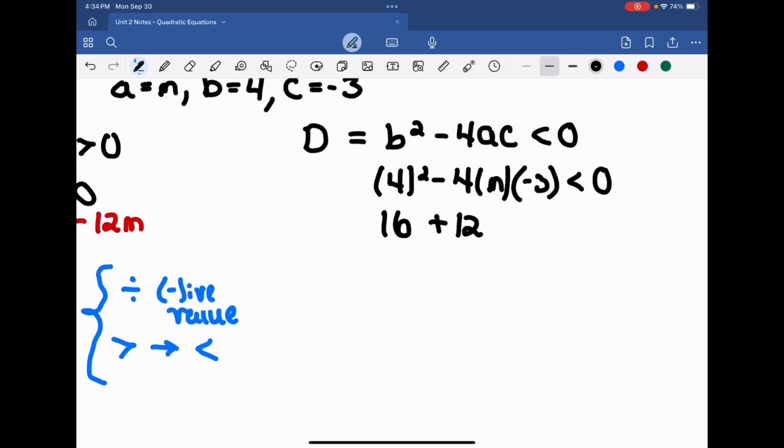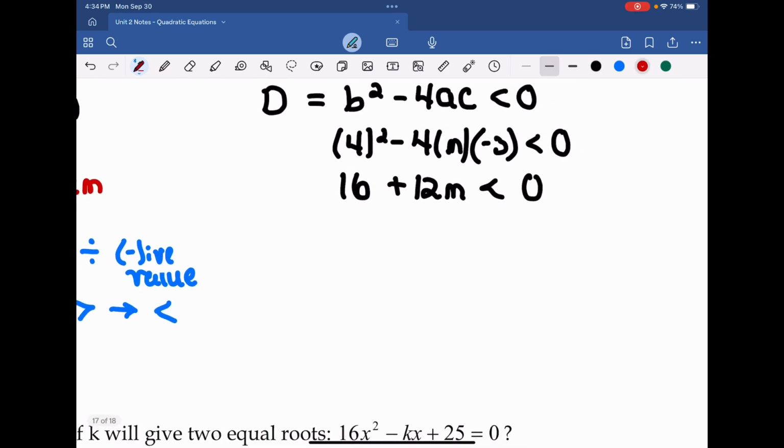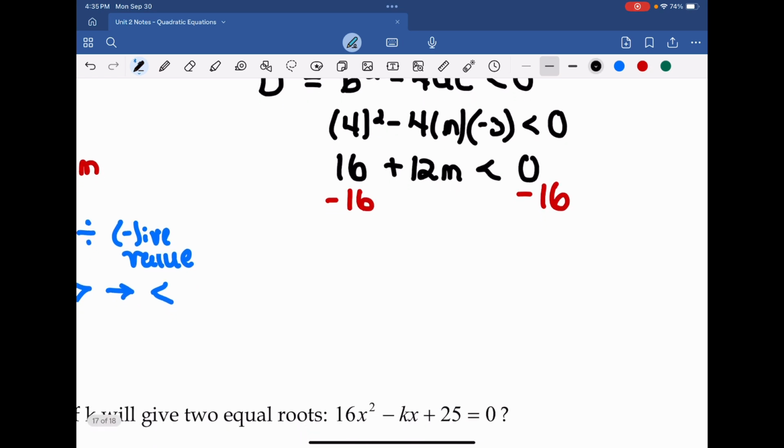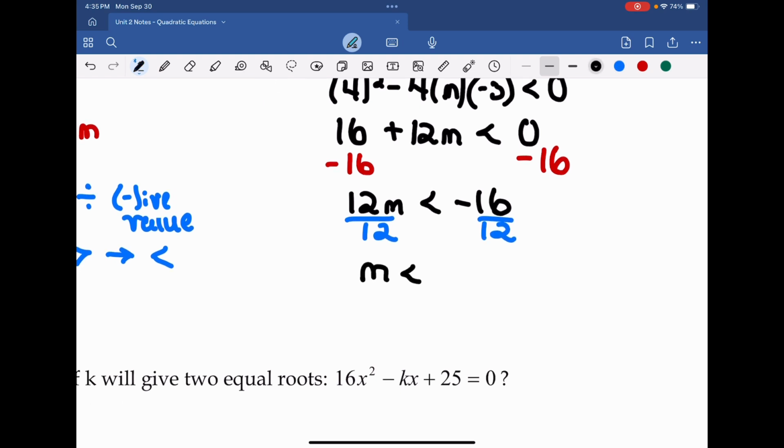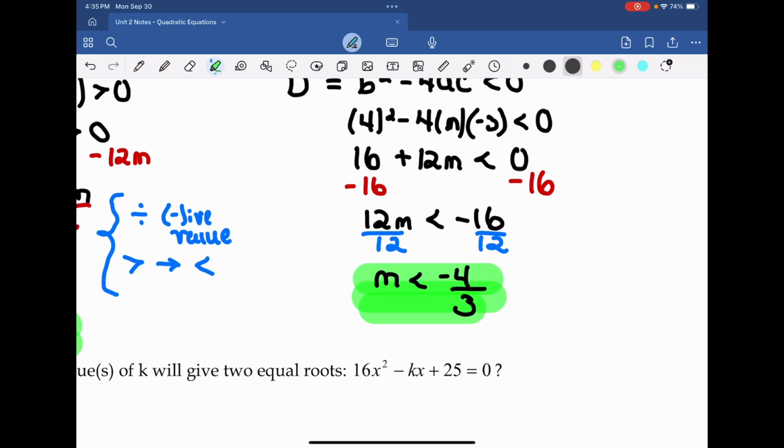This is 16 plus 12m is less than 0. Now, for this example, I'm just going to move the 16 across because it really doesn't matter which one you move across. This might actually save you a bit of a headache of flipping the sign when you divide by the negative. This will give us 12m is less than the negative 16 on the other side. We divide both sides by 12. And we already know this reduced fraction, m is less than negative 4 over 3. Now, here's something I want to point out that is very interesting about this.